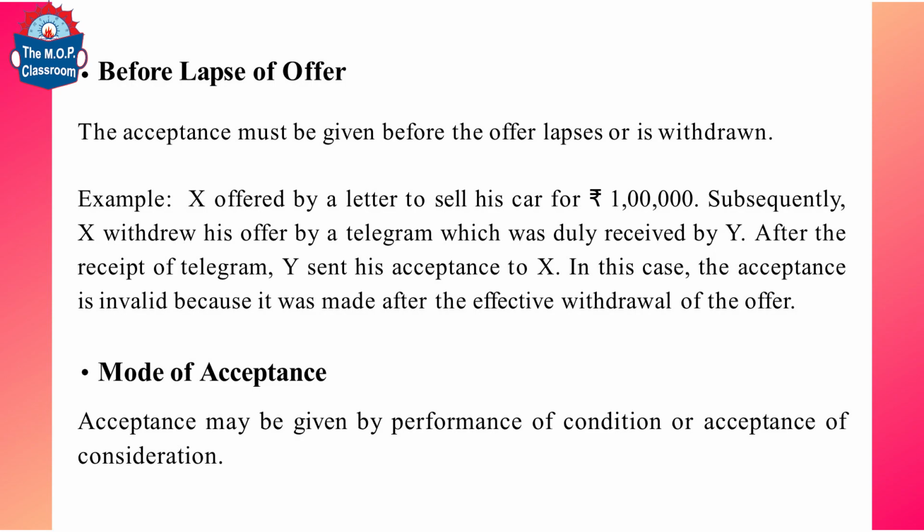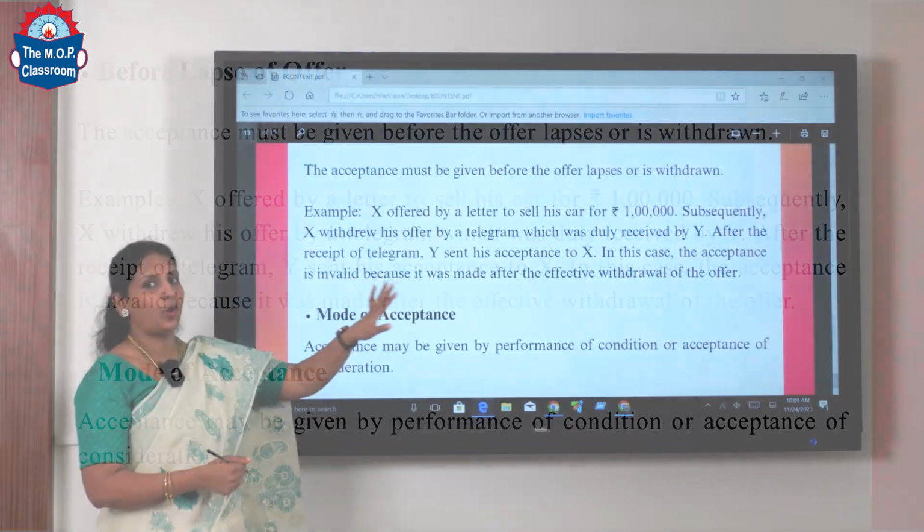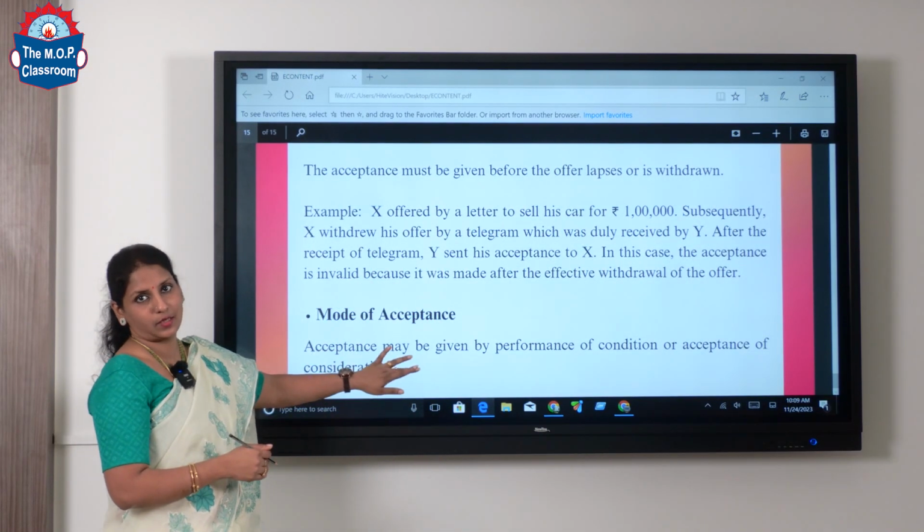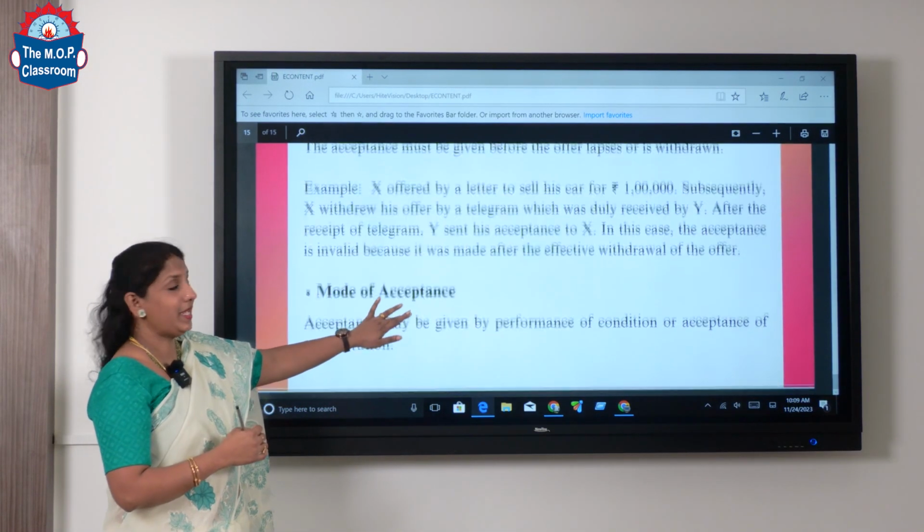For example, X offered by a letter to sell his car for 1 lakh. Subsequently, X withdraws the offer by a telegram, which is duly received by Y. After the receipt of the telegram, Y sent his acceptance to X. In this case, the acceptance is invalid because it is made after the effective withdrawal of the offer. When the offer has lapsed, when the offer is over, you cannot make an acceptance to it.